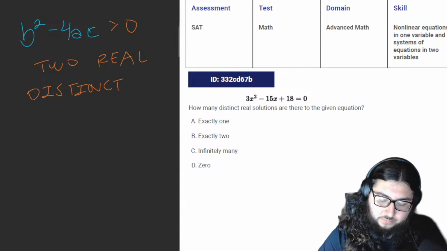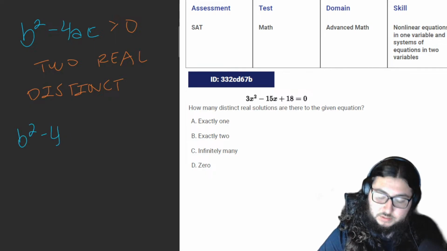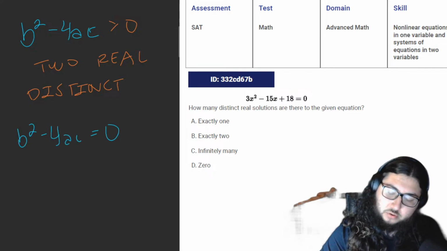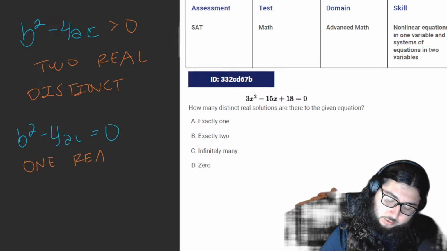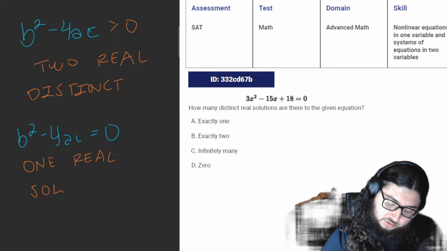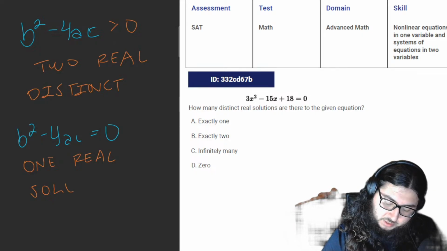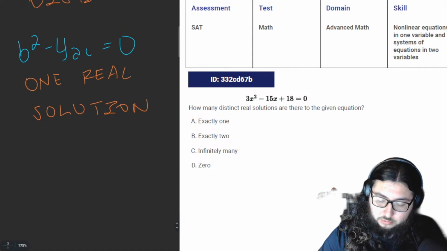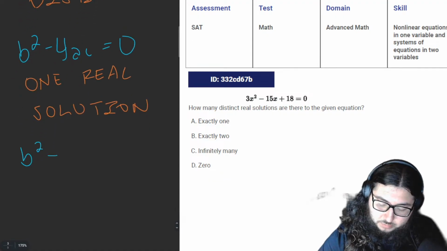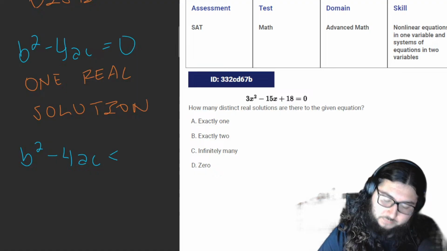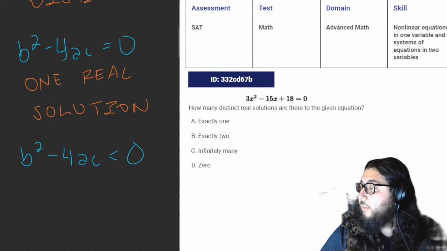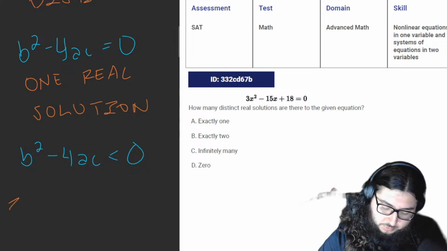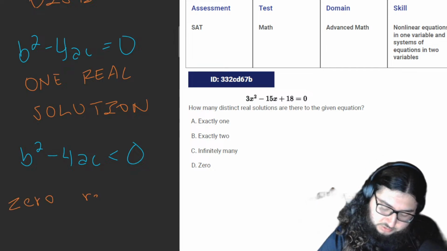Then if the value of b squared minus 4ac is exactly 0, we have one real solution. In all honesty, this is something that I had forgotten, so it's a very nice thing that we came across this problem, so that can serve as a reminder to us both. And if this is less than 0, then we have, I want to say 2 imaginary, but it's really just 0 real solutions.